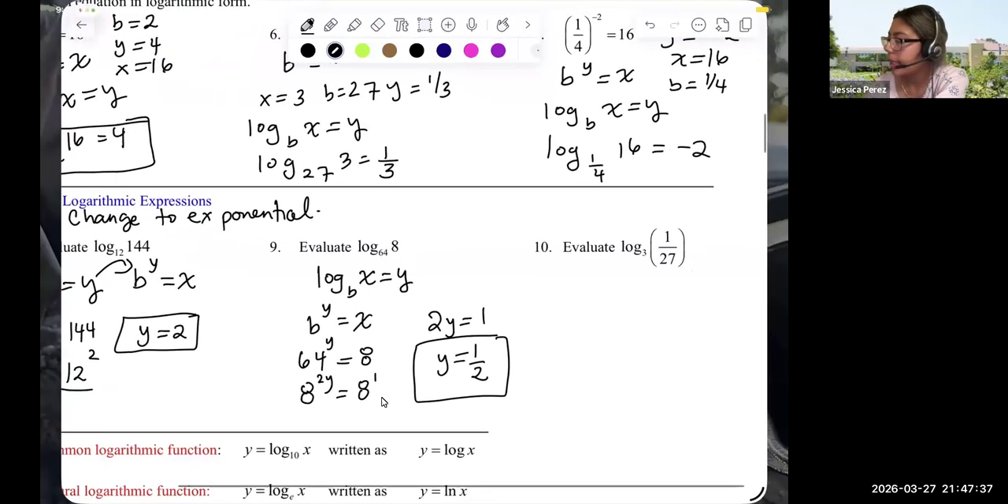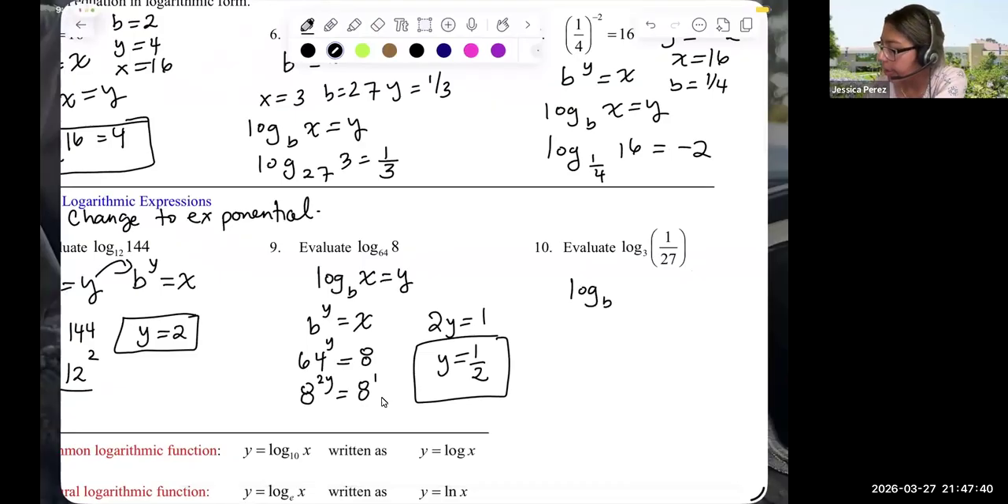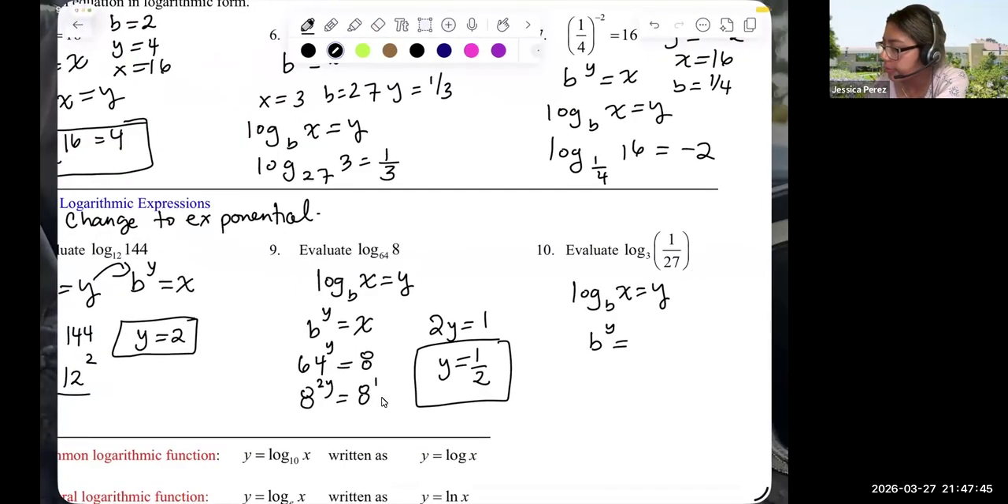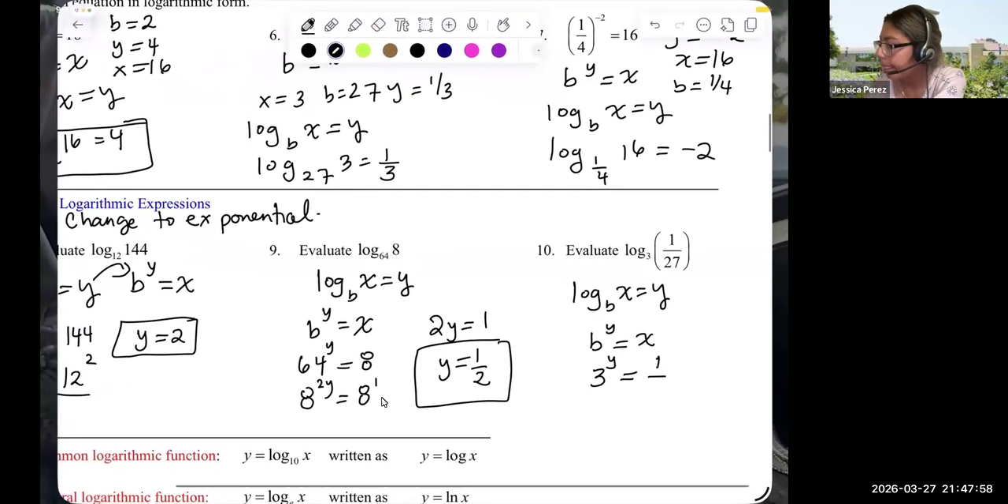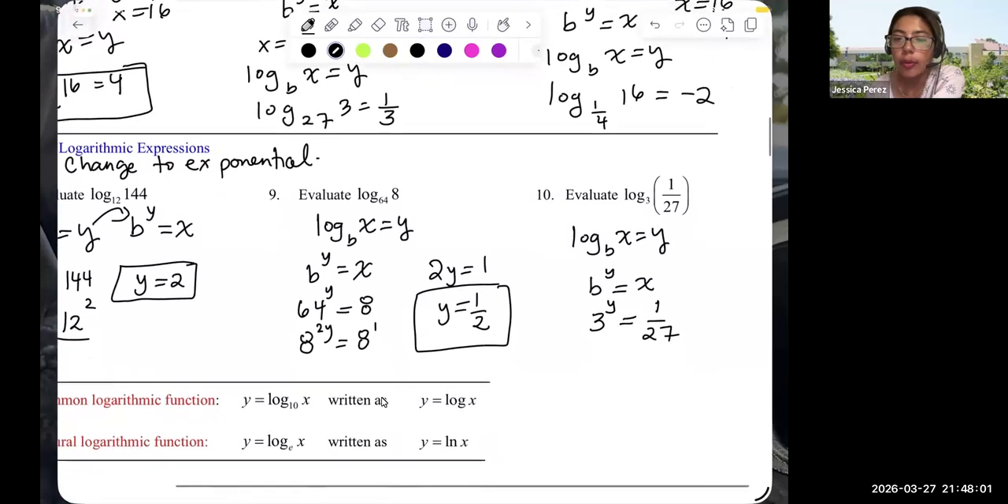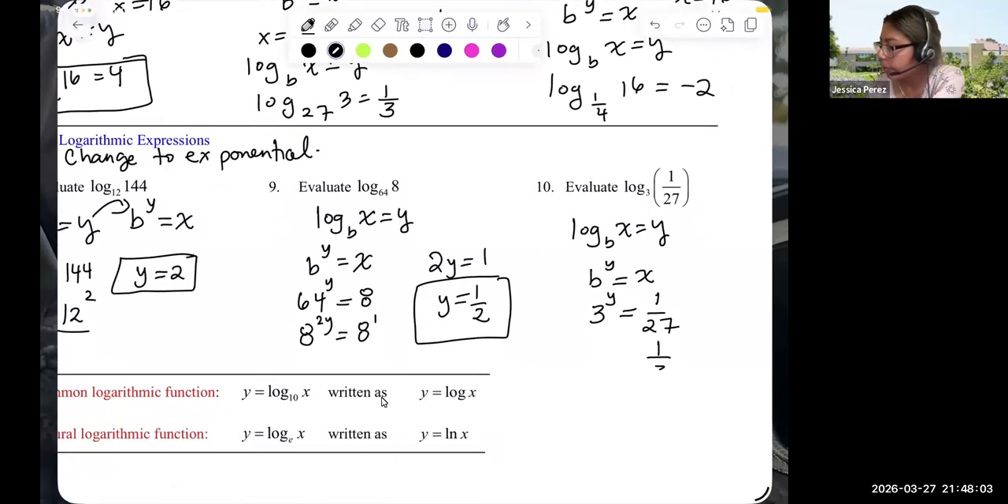And last but not least, I'm going to have log base b of x is equal to y, or rewrite it as b to the y equal x. So in this case, the base is 3. I don't know what the exponent is, so I'm going to leave it as y, but I know that the solution is 1 over 27. Now, 1 over 27, I can rewrite as 1 over 3 to the third, which is 3 to the y, but then I can reorder this to 3 to the negative 3. It's 3 to the y, so that means that y is negative 3.